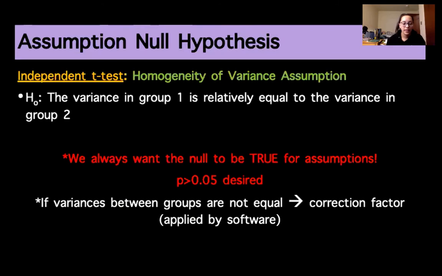If our variances between our groups are not equal, usually there is a correction factor that is applied by SPSS. Typically it will change the degrees of freedom, and that will correct for the fact that the variances between our samples are too different from each other. It will make them more similar so that we can accept the comparisons between the groups. So, homogeneity of variance: equal variances between groups.